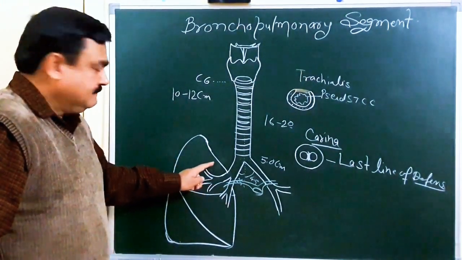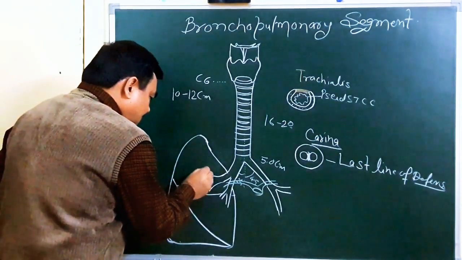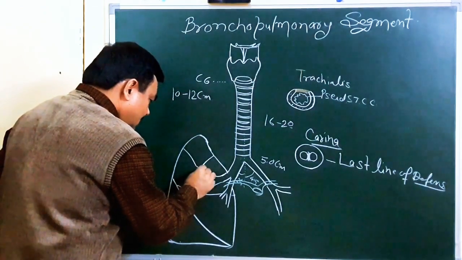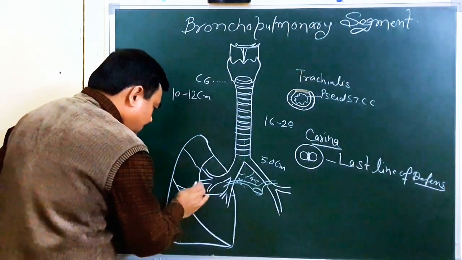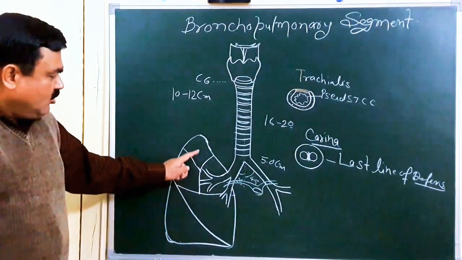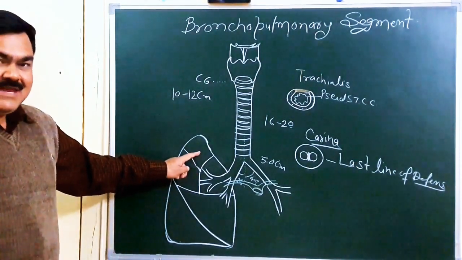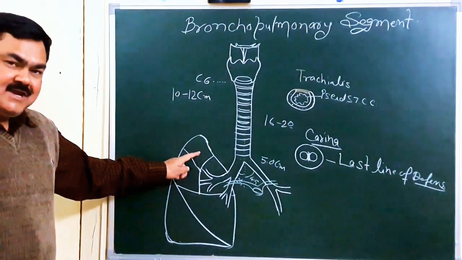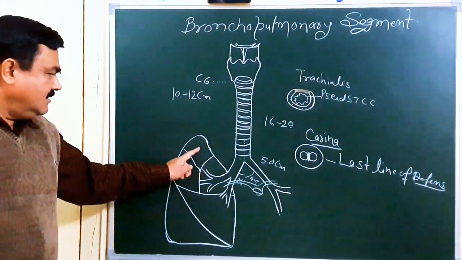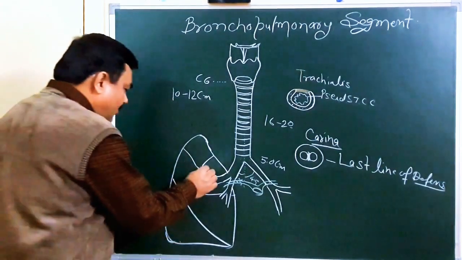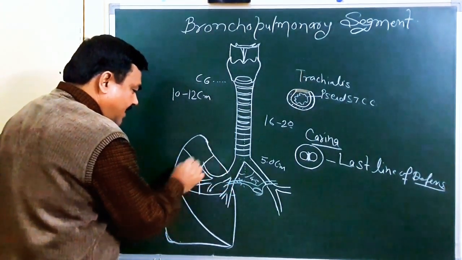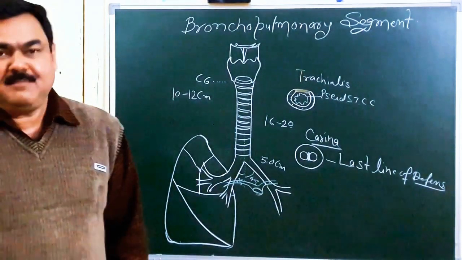Tertiary bronchus gives supply or aerates the bronchopulmonary segment. So bronchopulmonary segment is the area of lung which is aerated by tertiary bronchus. This is tertiary bronchus. This is bronchopulmonary segment. This is one bronchopulmonary segment. This is another. This is another. So there are 3 bronchopulmonary segments present in upper lobe.